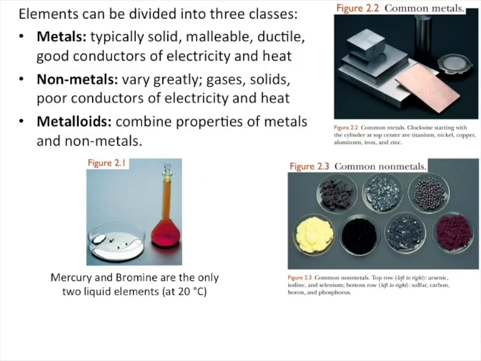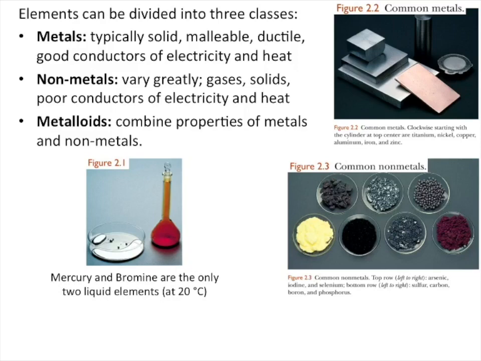Okay, elements can be divided into three classes. The metals are typically solid. They make good wires or pans or things like that. Nonmetals vary greatly. You can have gases, solids, but typically they don't conduct electricity. And then metalloids are kind of in the middle.